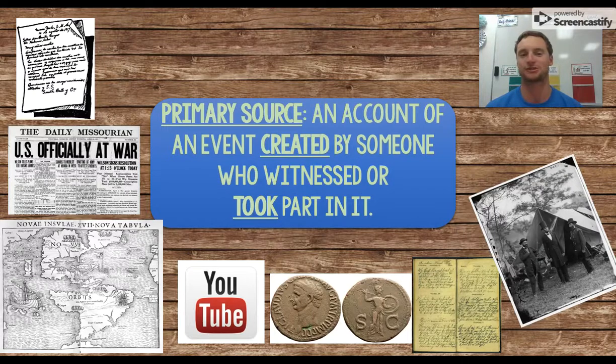Other primary sources are going to be like artifacts that were created in the time period that we might be studying. So it's important to always remember that a primary source was someone who actually witnessed or took part in it. Think of a soldier that fought in World War II, or a person who actually witnessed a major event in history happening.